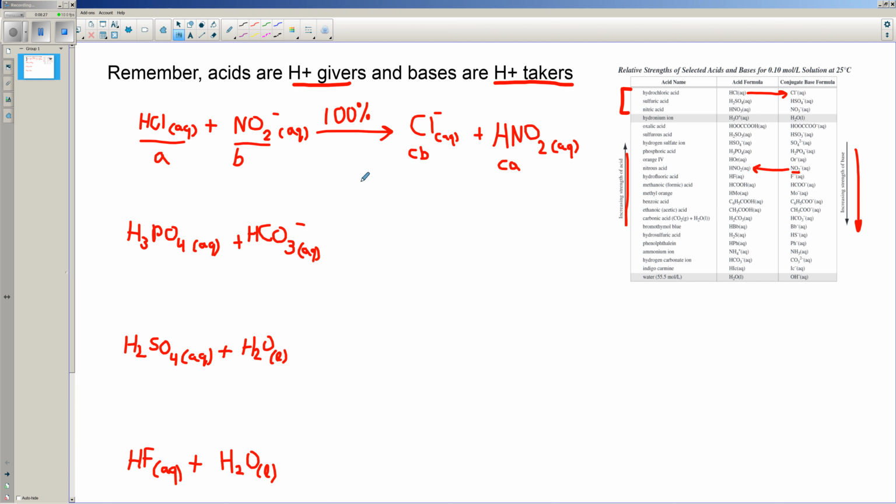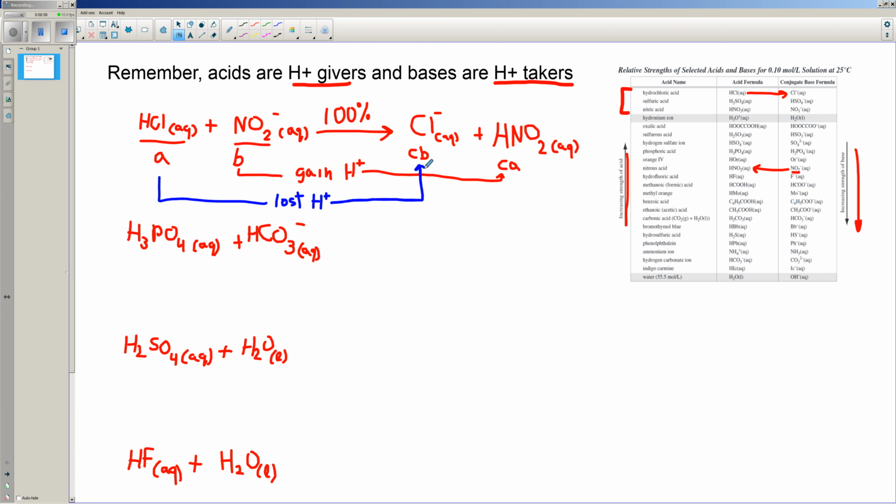So the idea here is that the NO2 minus ion gained an H plus and the HCl lost an H plus to become the conjugate base.